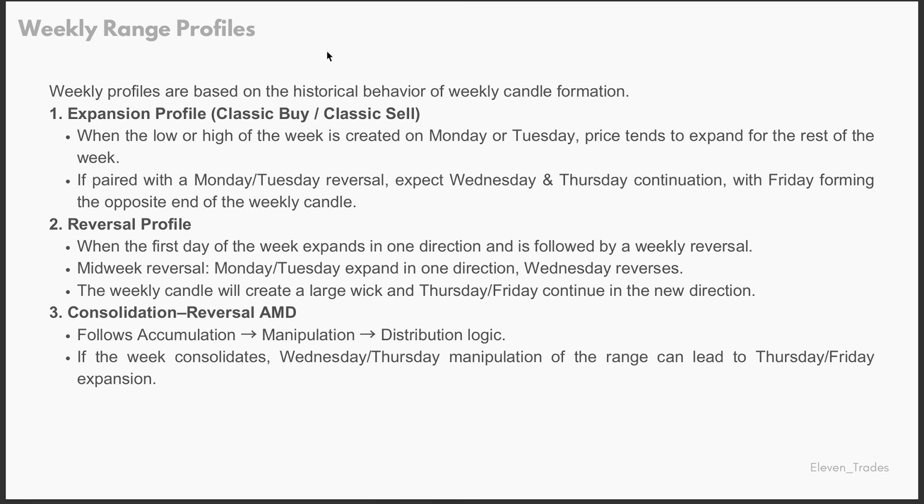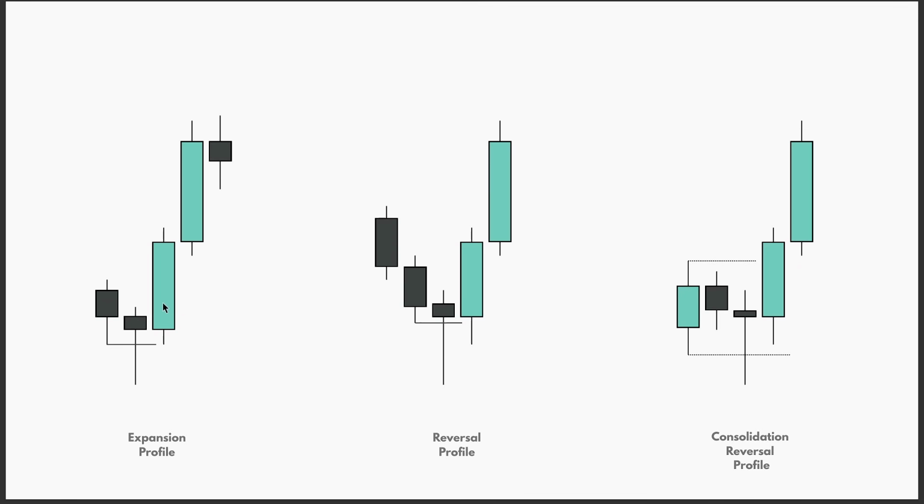The weekly range profile is not magic; this is the historical formation of the weekly candle. Whether the weekly candle will be an expansion candle, a reversal candle, or a consolidation candle can be determined through the weekly range profile. We have the first expansion profile, which includes the classic buy or classic sell, when we are creating the high or low of the week on Monday, and then we are expecting the next days to expand higher. In this case, Monday traded lower, Tuesday formed the swing point and reversed, then Wednesday and Thursday expanded higher, and Friday created the other end of the weekly candle.